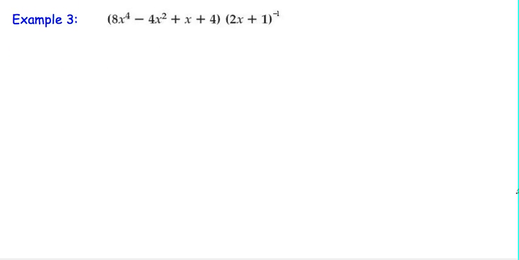Now we are going to look at one final example. This says 8x to the fourth minus 4x squared plus x plus 4 times 2x plus 1 to the negative first. Well, as we've talked about previously, the negative exponent moves this to the bottom of a fraction. So you can think of having this 2x plus 1 in the bottom of the fraction and not being up here.